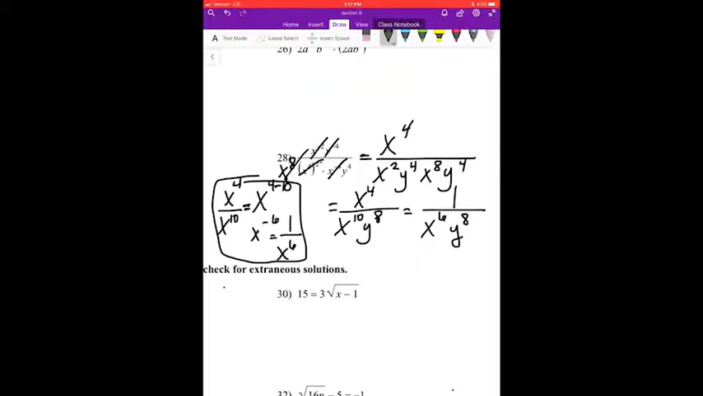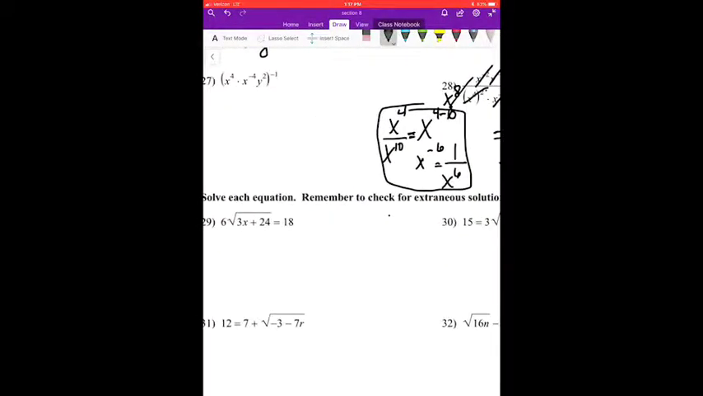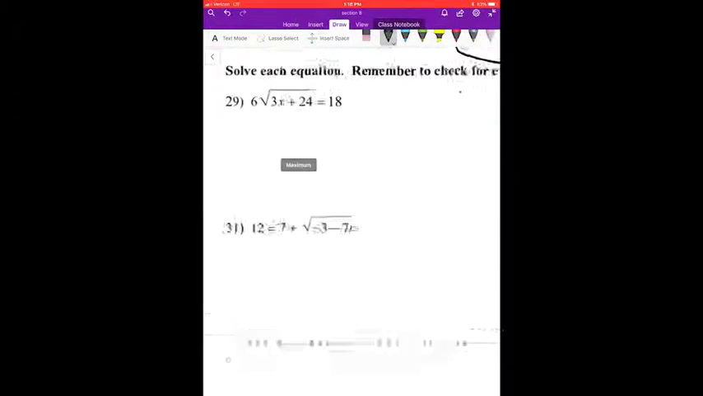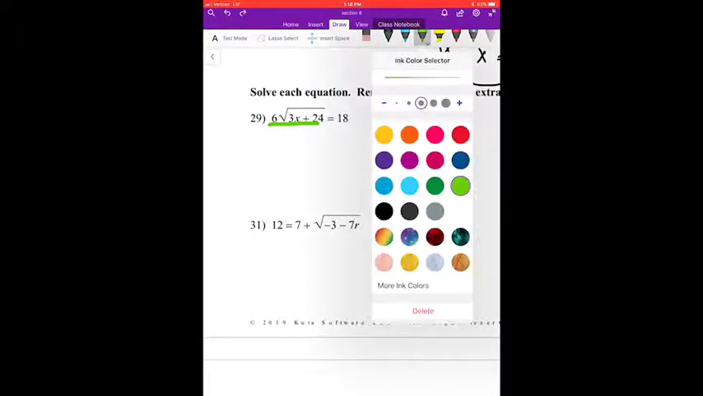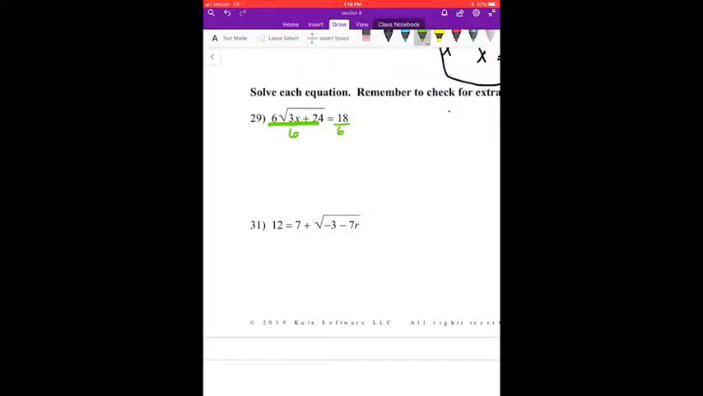All right. Next section, solve each equation. Remember to check for extraneous solutions. So radical equations, we have to isolate the radical before we can get rid of the radical. When you have a variable under the radical, right? So what would we do first on this one? Divide by 6. So that gives me the square root of 3x plus 24 equals 18.